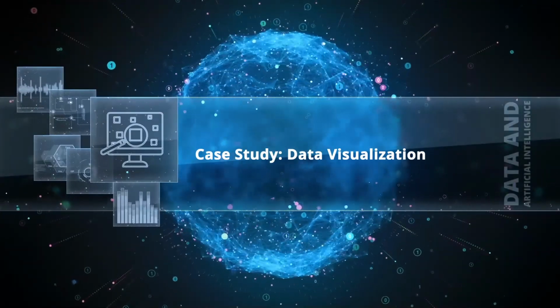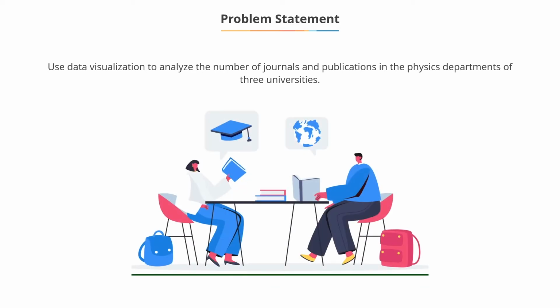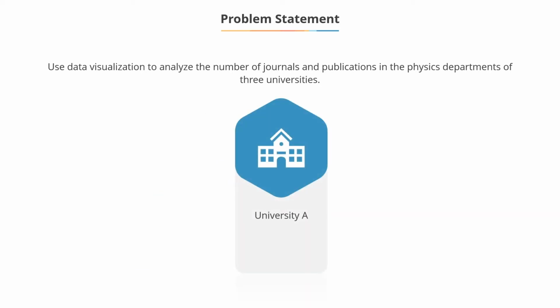Data Visualization Case Study. Problem Statement. This case study investigates the use of data visualization to analyze the number of journals and publications by the physics departments of 3 esteemed universities A, B, and C.